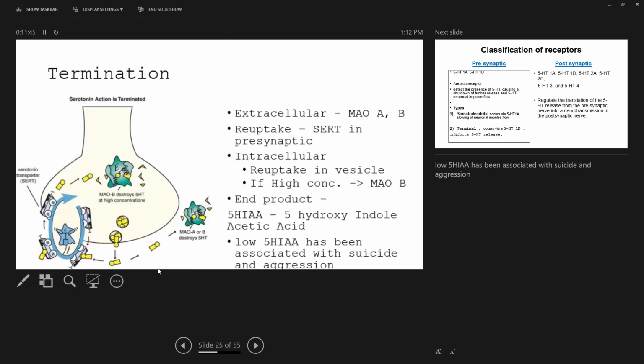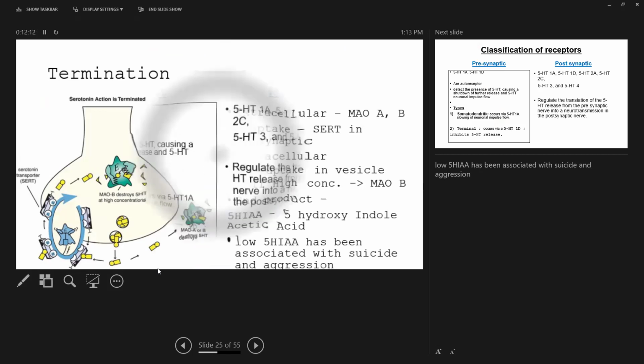For the termination of action, we had seen that intracellularly in dopamine, MAO A and B both are responsible for destruction of dopamine. But here in serotonin, MAO B destroys it when there is an increase in serotonin. And extracellularly, we had seen COMT is responsible for destruction. Here, MAO A or MAO B destroys the extra serotonin which is present extracellularly.